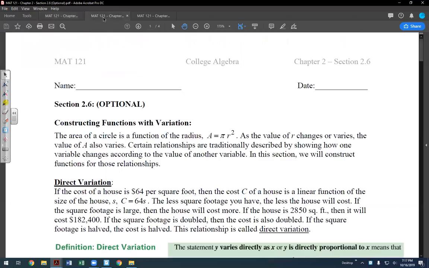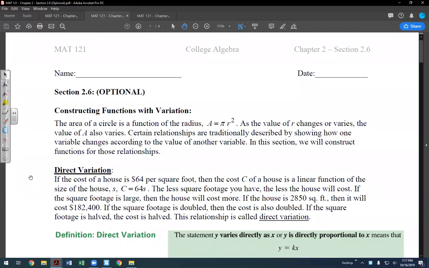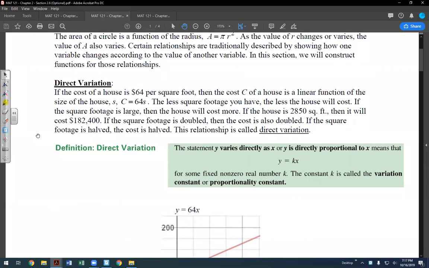Okay, really quickly, I just want to show you what 2.6 was about. I think it's an important section, but obviously that's not part of our required section. So this is where they actually talk about different types of variations. So you have direct variation, which basically tells us if one quantity is increasing, then the other one that depends on it will also increase. And you can see that's your basic direct variation equation, y equals k times x, and k is what we call your constant of proportionality or variation constant, proportionality constant, whatever you want to call it. Depending on the textbook, they'll have a little different name for it.